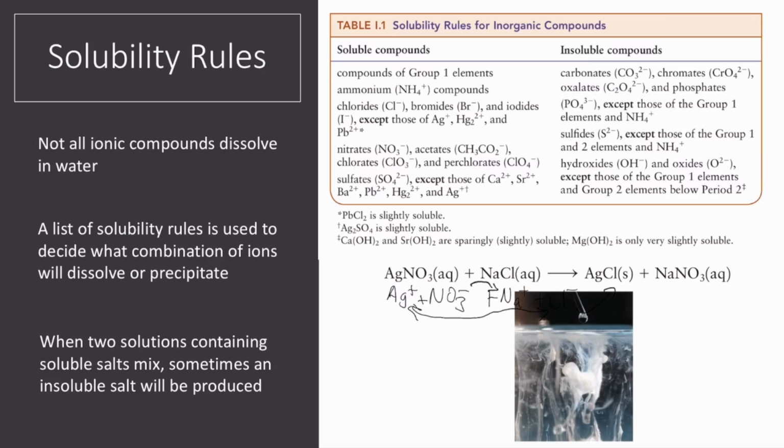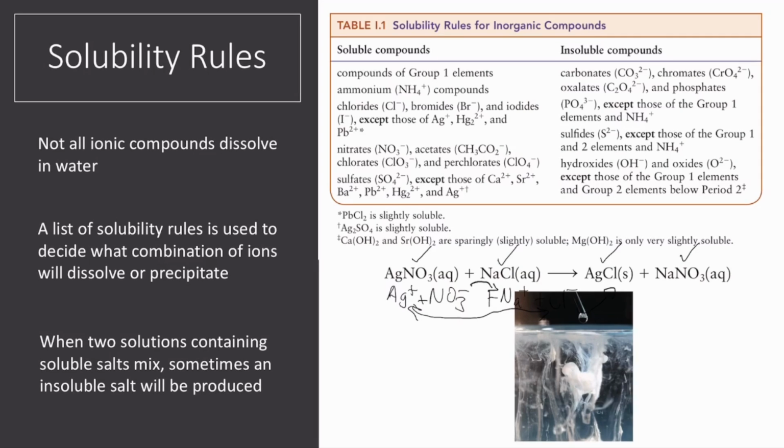So here's a picture of what's going on. We have a solution of sodium chloride, and then we have the silver nitrate being dropped inside, and this white precipitate is the silver chloride being formed.